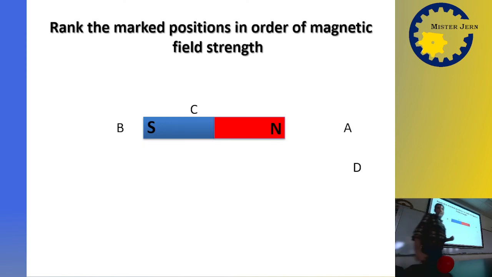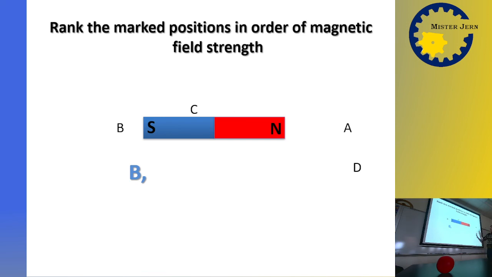Here's another one. I just want to explicitly say the answer to this is a lot easier if you know the magnetic field is strongest closest to the pole. Knowing that, which of these is going to be strongest? B. B is closest to the pole. Even though C is closer to the magnet, B is closer to the pole.